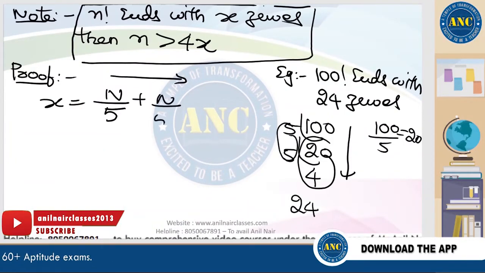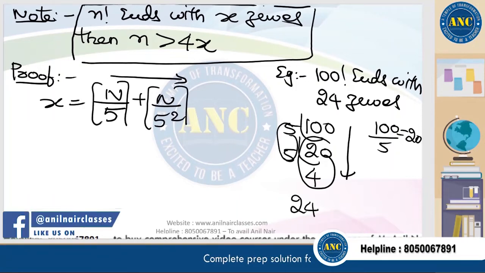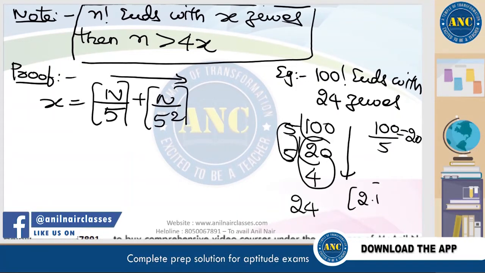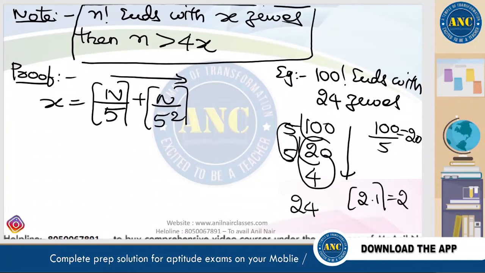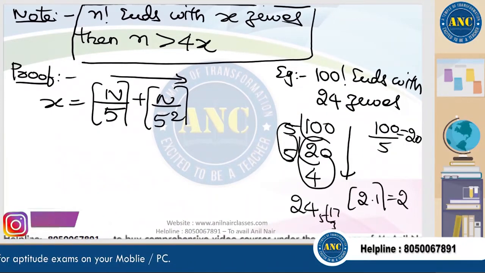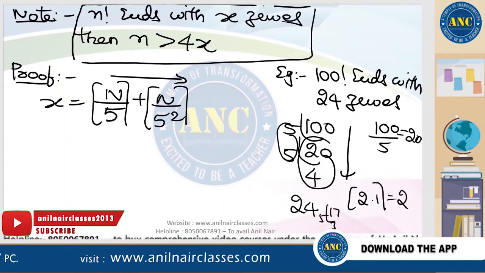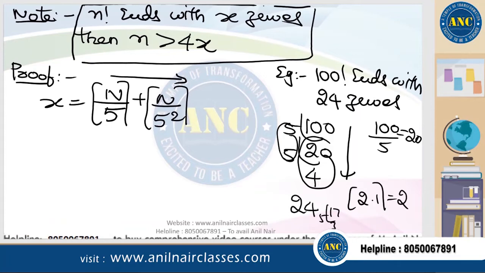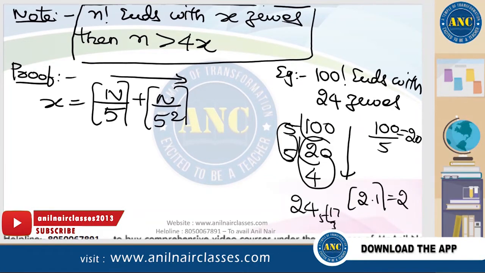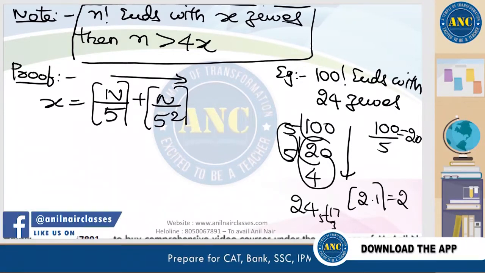This is nothing but n by 5 square. If I get any decimal value, I ignored it. 2.1, I wrote it as 2. Suppose it is 17, if I divide by 5, 5 3s are 15, 3.2, I eliminated it. Depending upon the value of n, it stops. Is it clear? If n is 200, it will stop at 5 cube, 200 by 125 is 1. If n is 1000, it will stop at 5 power 4.